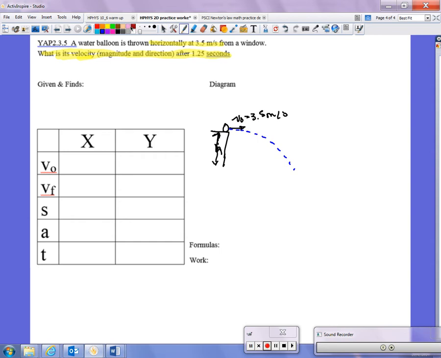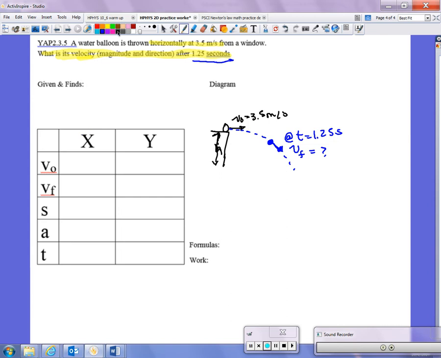Okay, so it asks the velocity. Now we're not sure that this is the final velocity, but it can be the final velocity for our problem. So let's just say that it's here. So at t equal to 1.25 seconds, Vf is equal to something. I don't know that it's at the ground. I don't know where it is. So I'm just going to pick some random point and put a velocity vector tangent to my path to remind me that I'm not sure of some of these final conditions, okay?